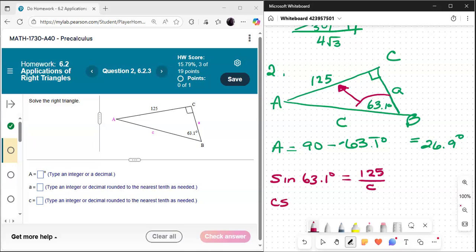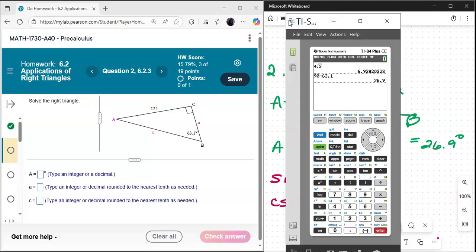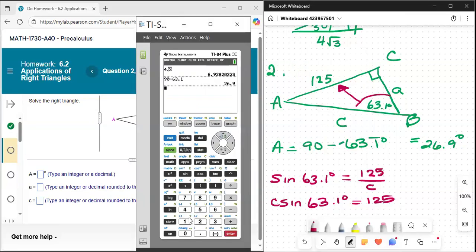Solving for C, we multiply C on both sides. Solve for C, and we get 125 divided by sine of 63.1. So C is equal to 140.2.